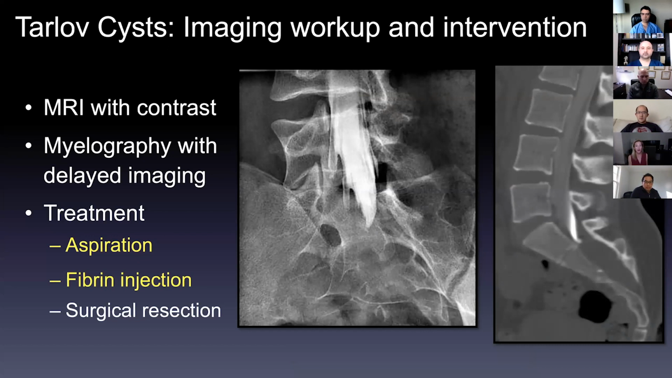So when we have Tarlov cysts, first we want to know if they are connected to the thecal sac by a large connection or by a very small connection that allows one-way flow by kind of a ball valve mechanism. Those are the ideal patients that I can treat. So like I said, MRI with contrast, make sure it's not a cystic tumor.